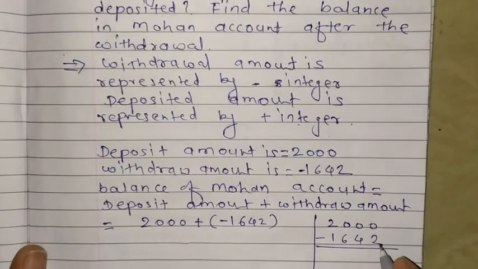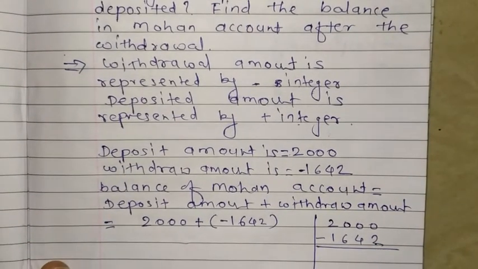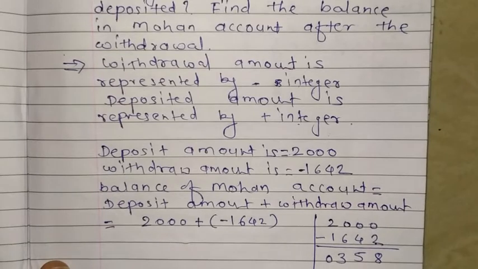So it is not possible to subtract 2 from 0. So 10 minus 2 you have to do. 10 minus 2 is 8. Here 9 minus 4 is 5. Here also you do the same. 9 minus 6, 3. And here 1 minus 1, 0. So your answer is minus 358.